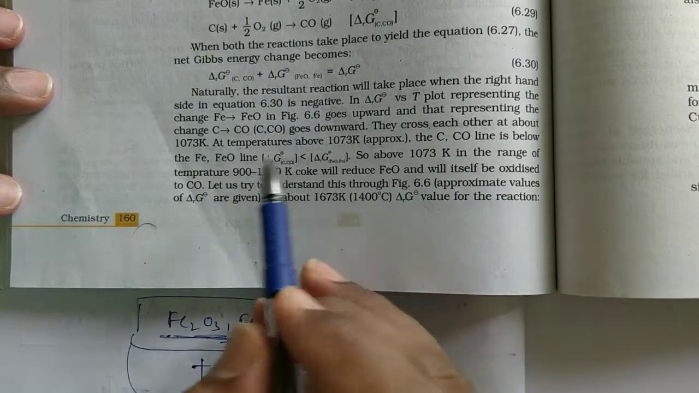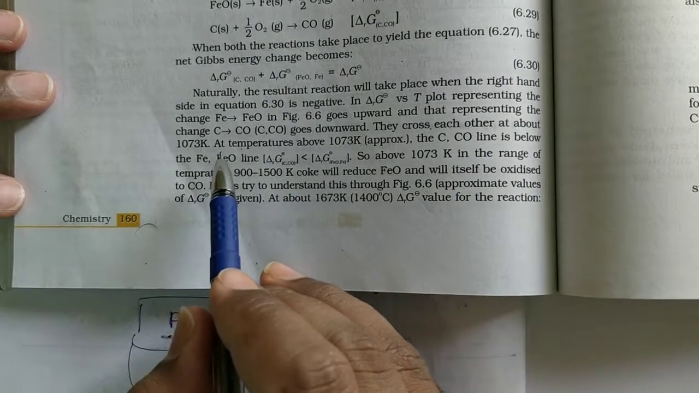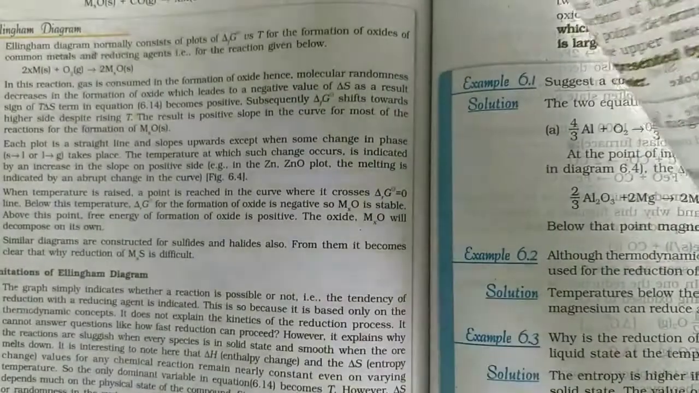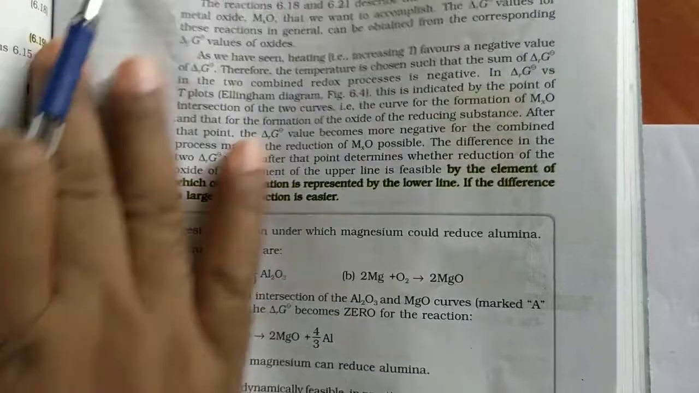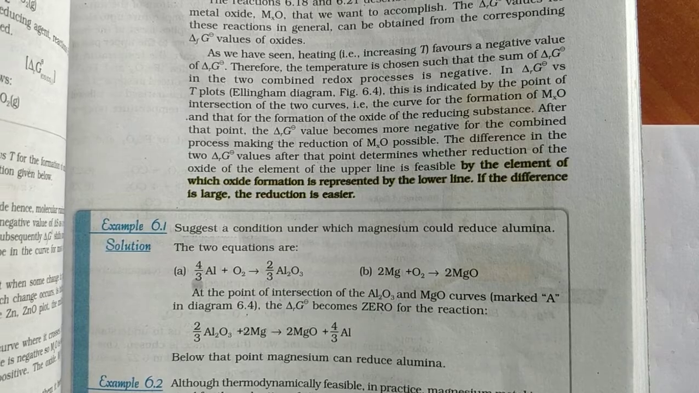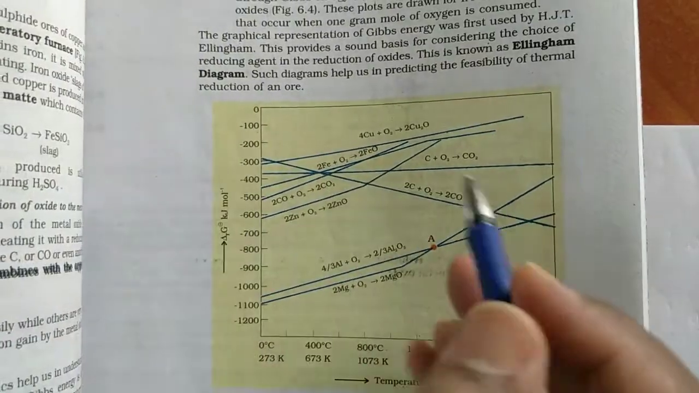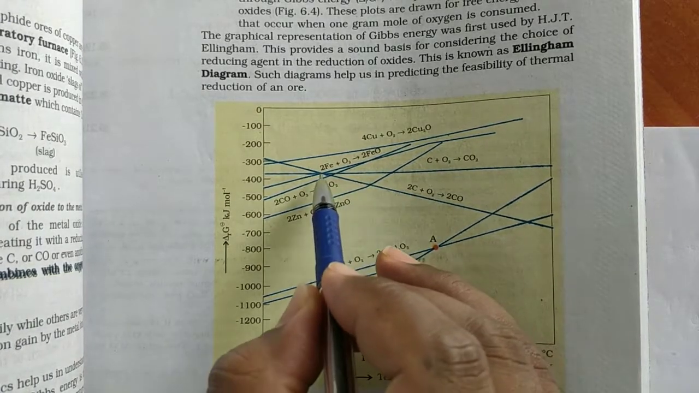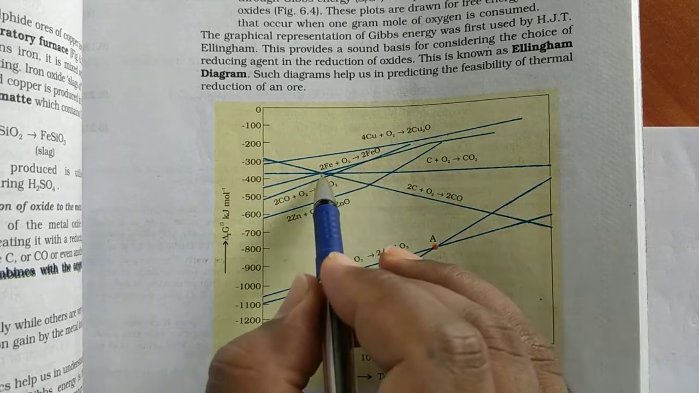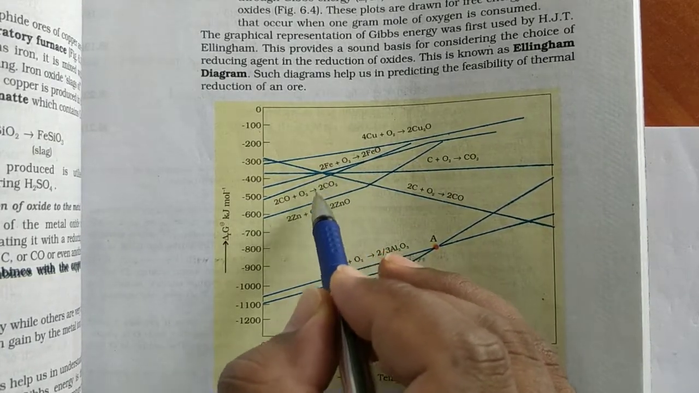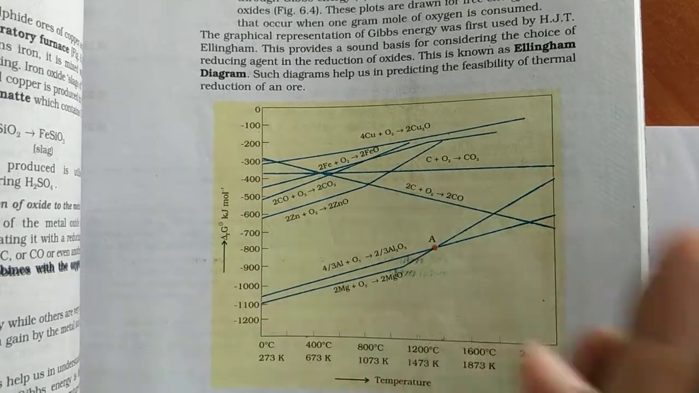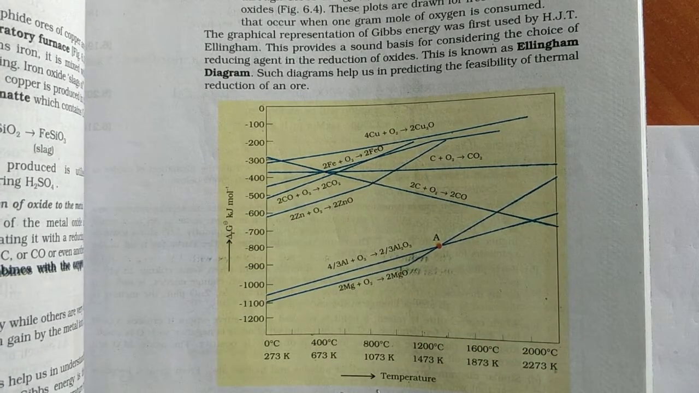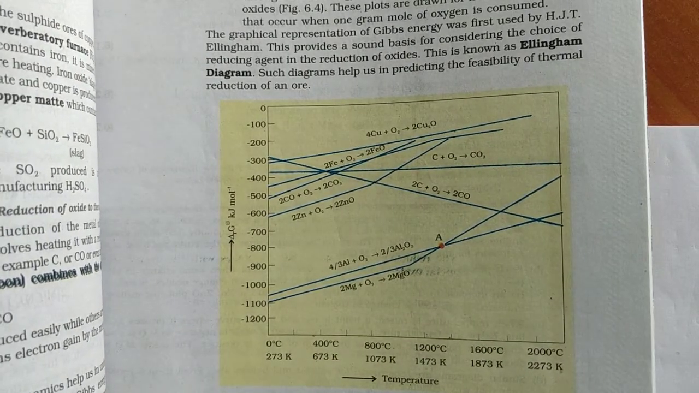They cross each other at about 1073 Kelvin. Let us see Fe to FeO and C, CO. In the Ellingham diagram, Fe, FeO is this line, C, CO is this line. This is above and this is below. This is the point of intersection. Right side of this point of intersection only we have to select carbon as the reducing agent.